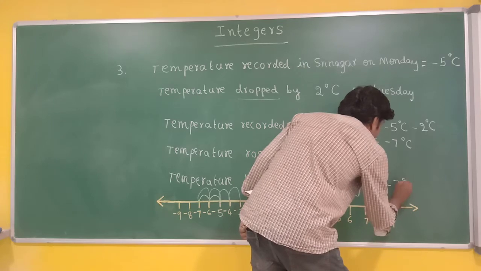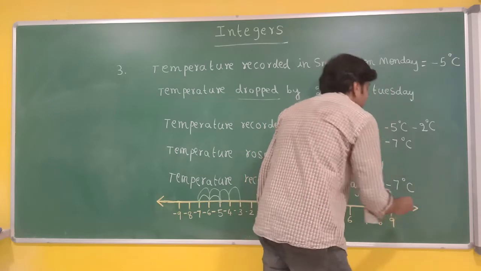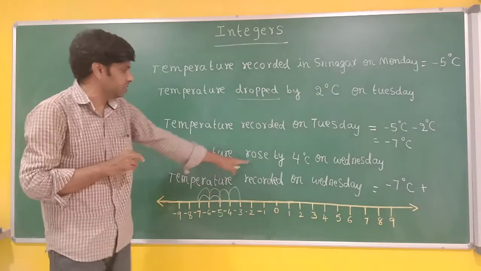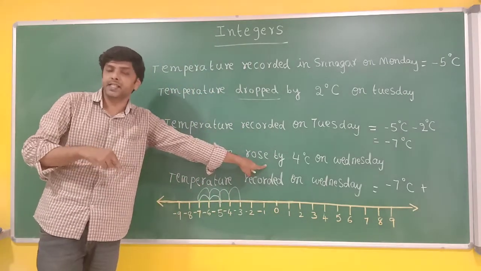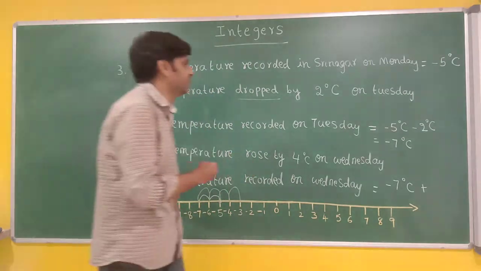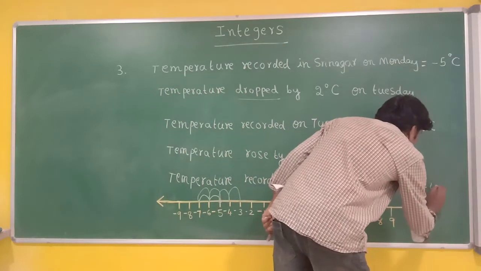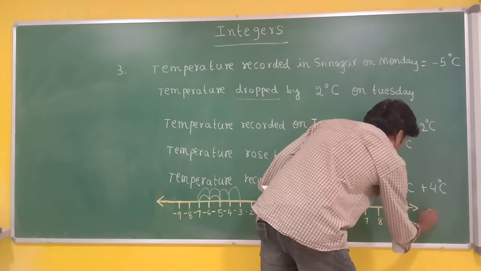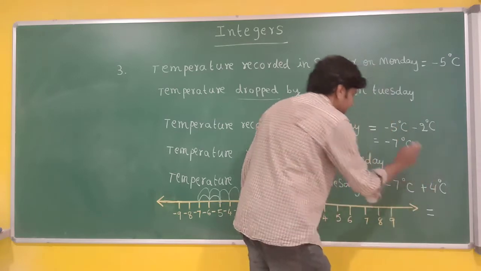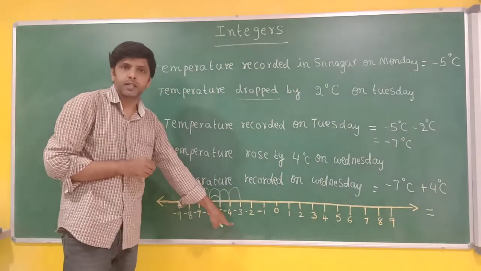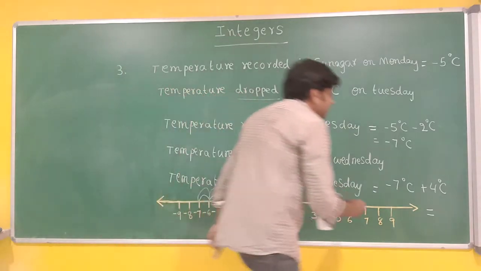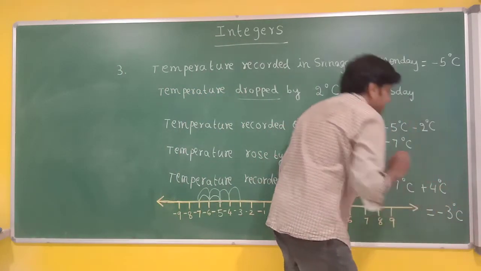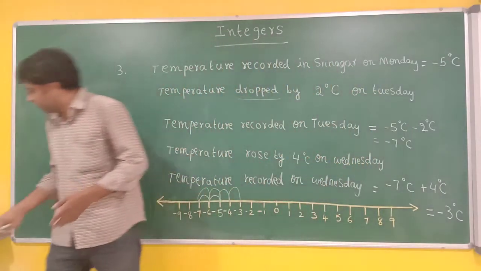I write here -7 degrees Celsius plus. Why am I using the symbol plus? Because they are giving rose. Rose means increasing. Plus 4 degrees Celsius. So the final answer I am writing here: -7 plus 4. How much? -3 degrees Celsius. I will explain the problem once again.